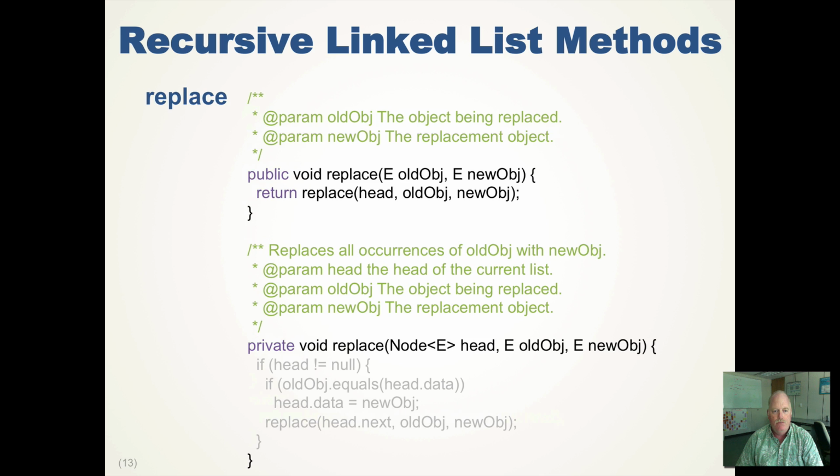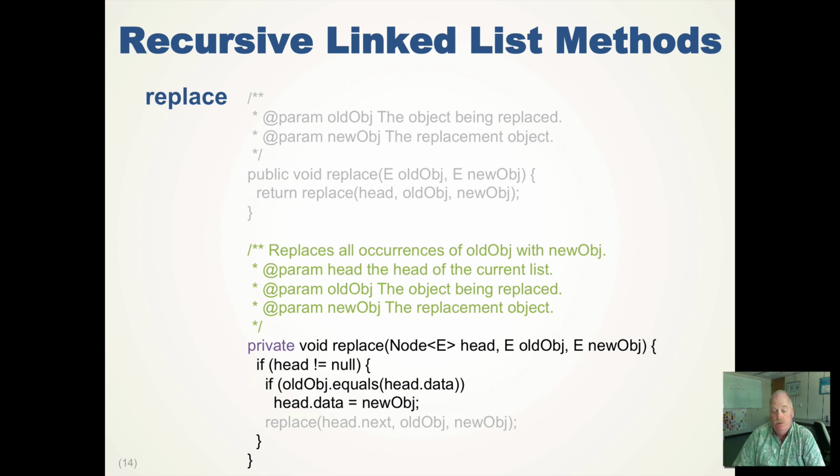The replace method replaces an object in the list with a new object. In this particular version, we're going to replace all occurrences of the old object with a new object. Again, the public method calls a recursive helper method, and we add the additional information of the node we're processing. So we start with the head, and if the head is not null, if it is null, we're done. We've got to the end of the list. We don't need to do anything. And since this is a void method, we have no returns. We just don't do anything.